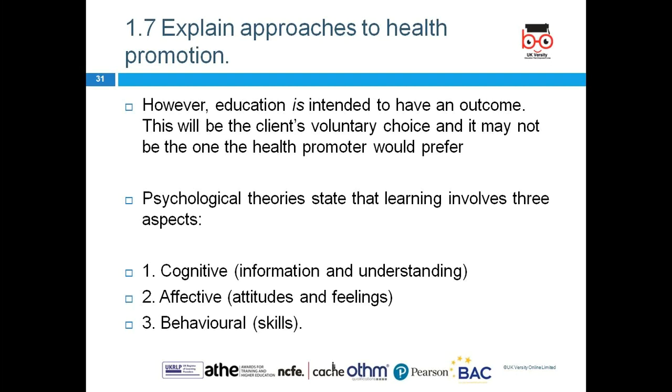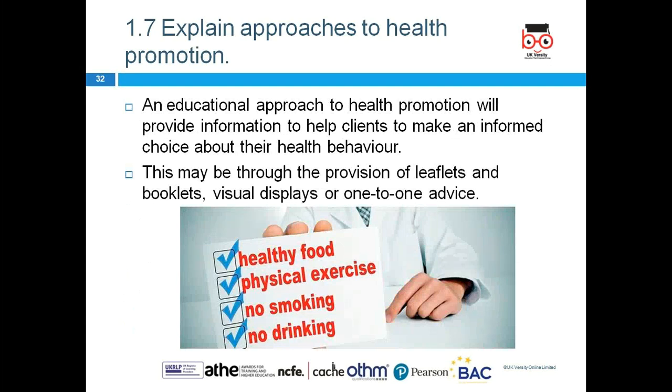So the educational approach is intended to have an outcome. Everyone wants outcomes. They want this outcome to be a voluntary choice for the person that they're talking to, the client, the service user. So they've got all the information and they've made a choice and decided to do A, B, or C, whatever suits them. Now, psychological theories state that learning involves 3 aspects. You've got cognitive, which is gaining information and understanding it. Affective, so having an attitude and the feelings that will work towards what you're understanding. And then the behavioral, which is the skills. So an educational approach to health promotion helps to provide information and helps them to make an informed choice. This can be done in a lot of different ways, like leaflets, booklets, advertisements, posts on Facebook or Instagram or Twitter, through displays, or even one-to-one advice.